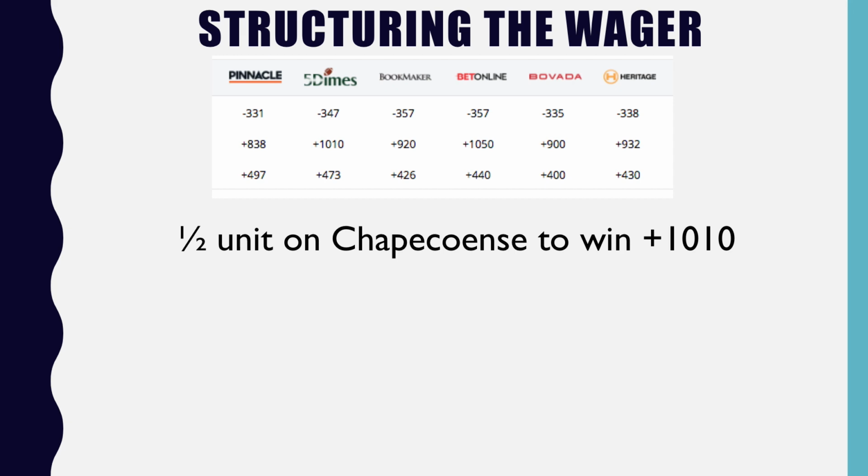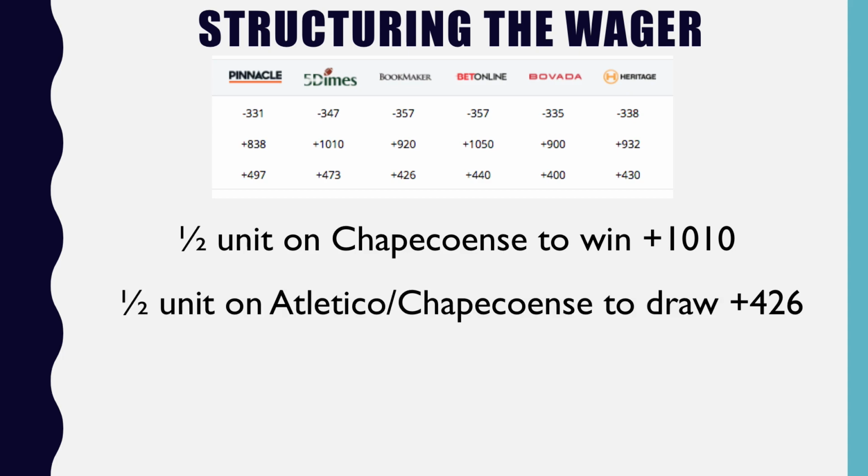So here's a way we can structure the bet. It's kind of like a hedging technique. In addition to wagering on Chapecoense to win, we would also wager half a unit on the draw line at plus 426.